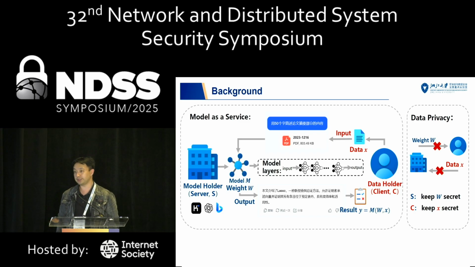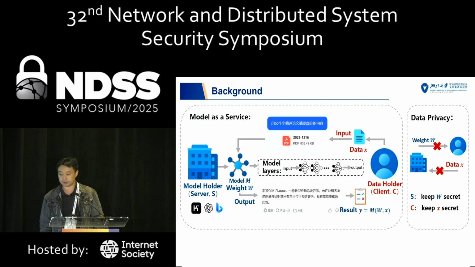So the background is a bit of applied cryptography. You have a server who holds a model, and you have a client who has data, and we want to do privacy preserving inference, model inference, not model training, just inference. The server holds the model, and for some reason he wants to offer it as a service. He does not want to share it.